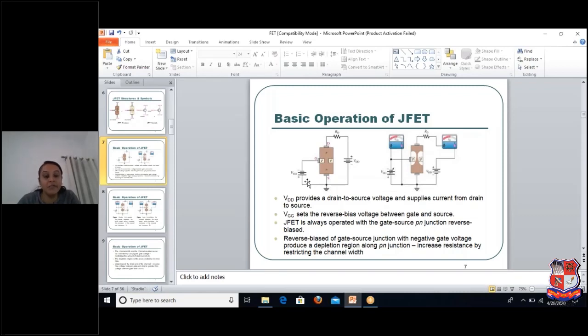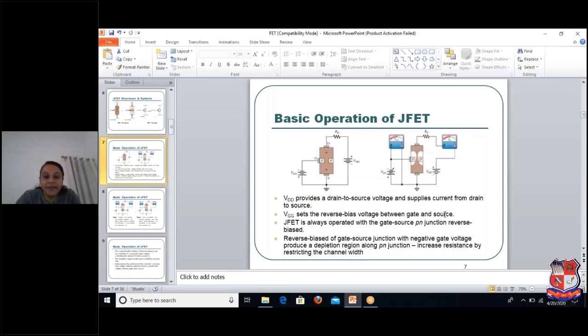So VGS equal to VGG, which sets the reverse bias voltage between the gate and the source. Here for the JFET operation, always remember that VGS has two cases, two conditions. Either the first case, whenever VGS is kept 0, and the second one, VGS is less than 0. So first of all, keep in mind VGS has two cases, which is applied between gate and the source.